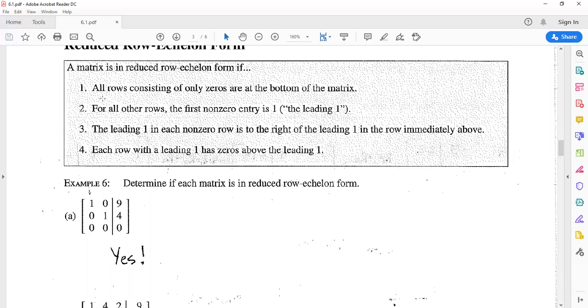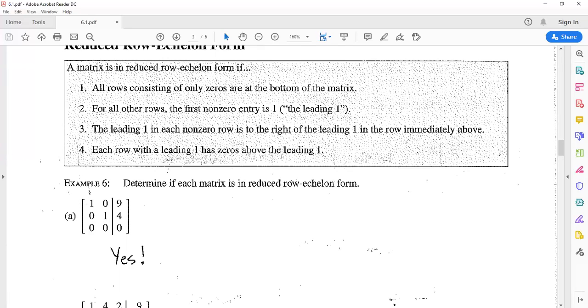Well, let's see. Do all the rows consisting of only zeros live at the bottom? Yes, that's this one right down here. Then for all the other rows going from left to right, the first non-zero entry is a 1. That looks good here. Okay, and then the leading one in this row is to the right of the leading one immediately above. That's also true. Yes, it's to the right here.